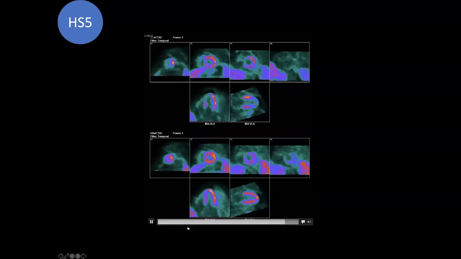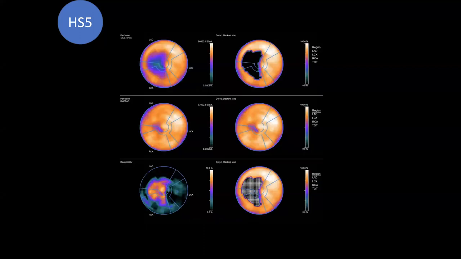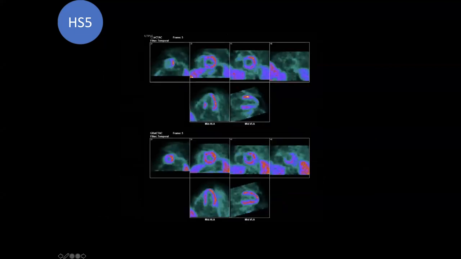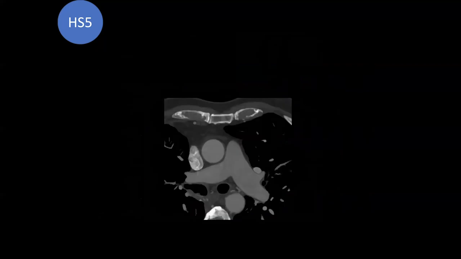All right, so you can see here that there is decreased thickening in that same area with reduced wall motion abnormality. And again, here, reduced flows in that area, reduced peak flows and reduced reserve.